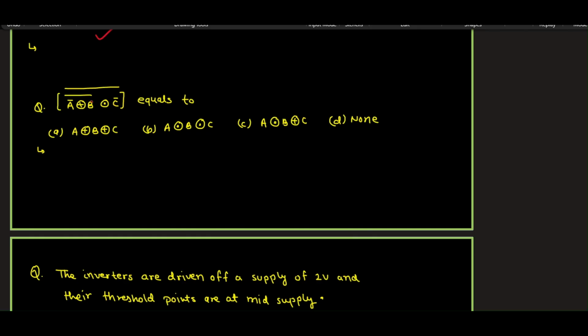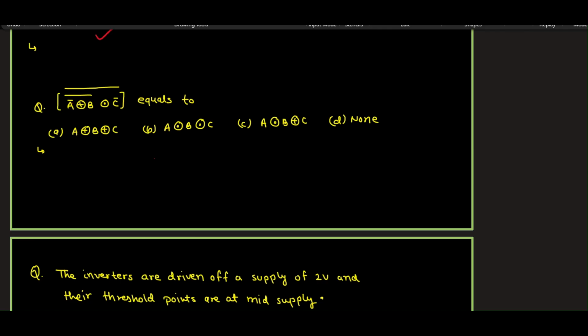Next, A bar plus B. How many inverting operations are there? One, two, three, four, five. So the five inverting operations will correspond to one inverting operation itself. So this is (A XOR B XOR C) whole bar, or you can write it as A XOR B XOR C. Okay, I will explain it a little bit here.